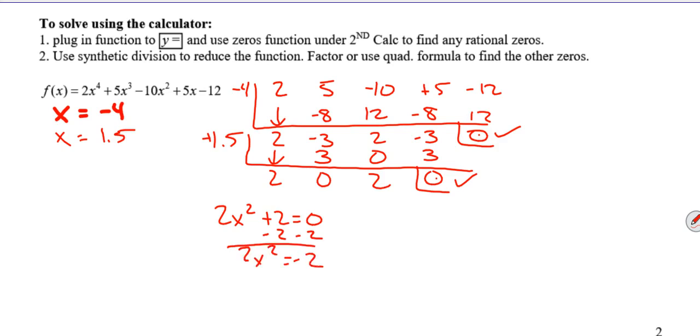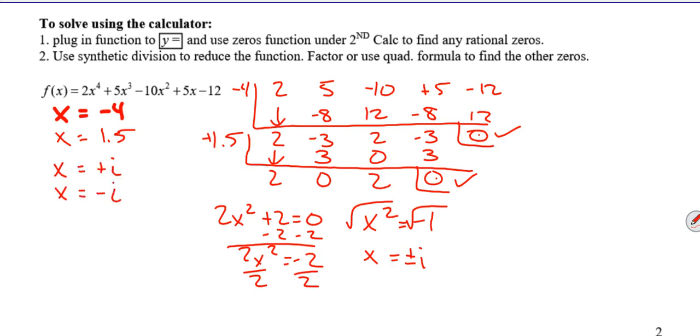2x squared equals -2. Divide both sides by 2. And end up with x squared equals -1. So x equals plus minus i. And again, this was a 4th degree polynomial. I used the calculator to find 2 of my real zeros, and then I used those to synthetically divide, getting me down to 2x squared plus 2. And from there I solved algebraically to get my 2 imaginary solutions, which are conjugate pairs.